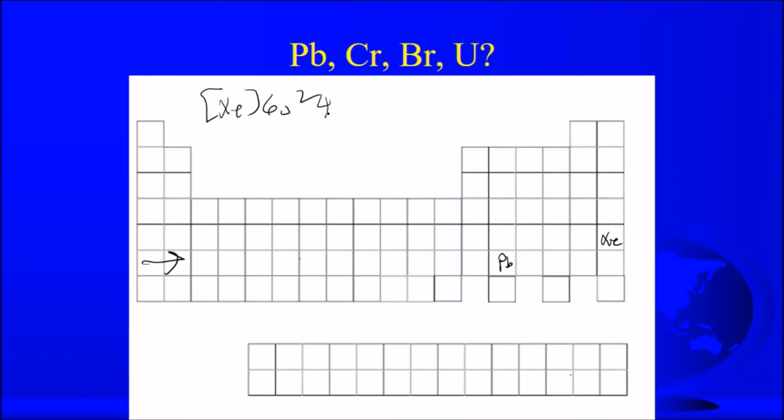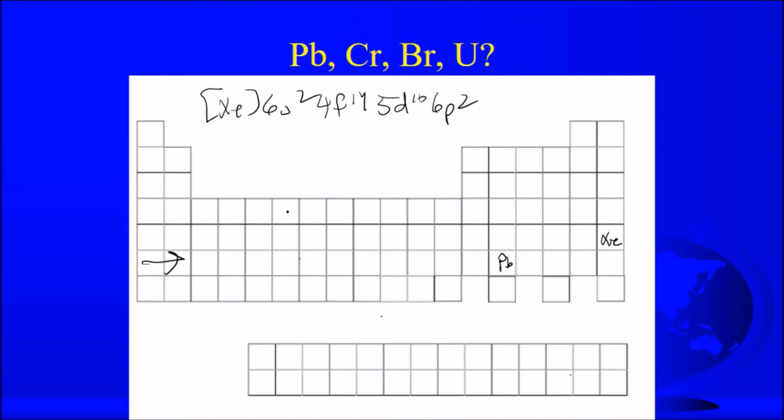6s2 4f14, 5d10, 6p2. And that's a whole lot quicker than the other one. I will tell you what I want you to use, whether it's complete or condensed or whatever.